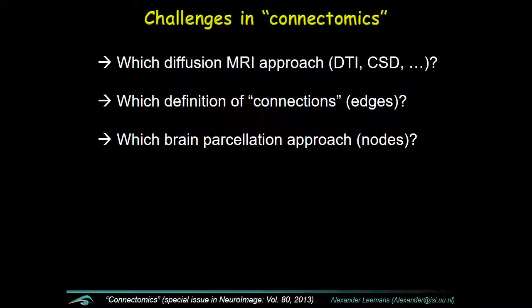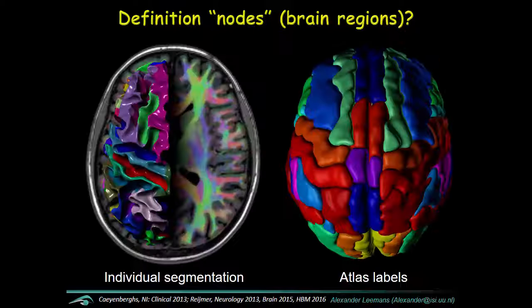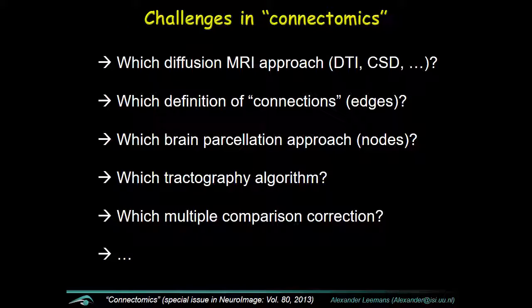Which brain parcellation approach? I mentioned that I used FreeSurfer, but I could use other atlases. How many brain regions? 100? Only 50? Or like the anatomical automatic labeling, the AAL template, also very popular? Or maybe should I use every voxel? So that's also something ongoing as to where we should go. And there are many, many more issues.